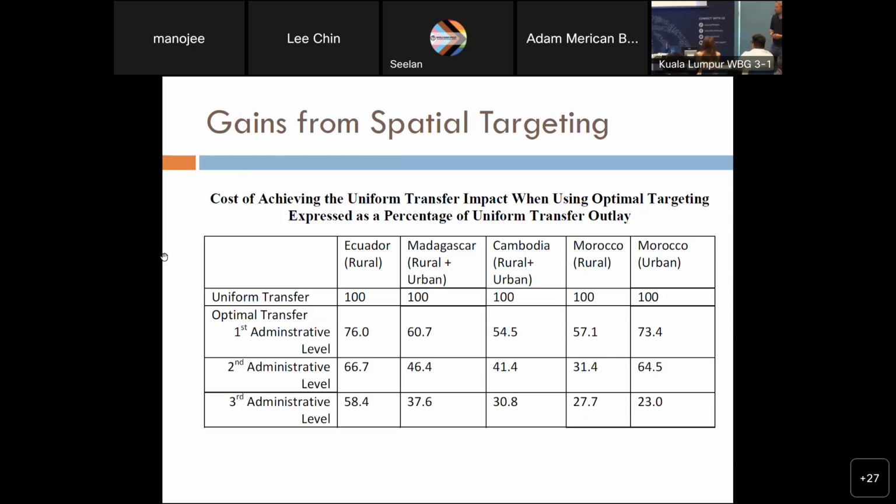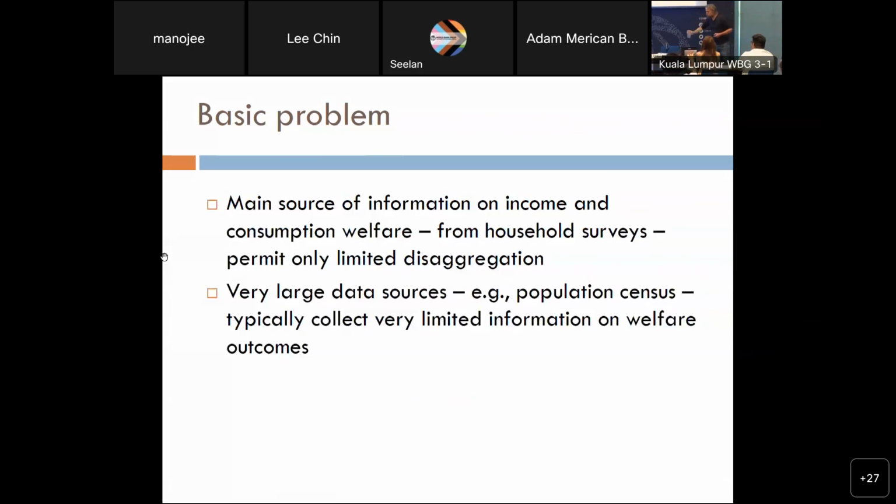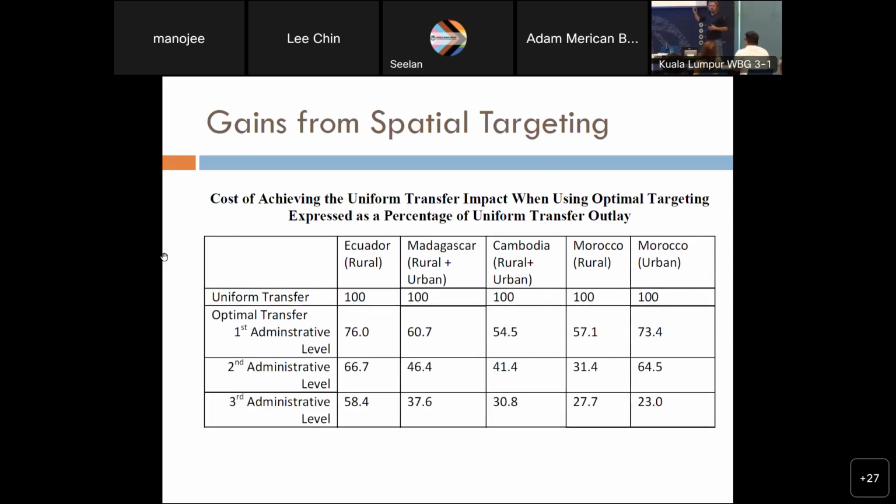Any further questions on why there is value in having? I mean, of course, the size of the gain depends upon the extent of clustering of the poor. Yeah, so that's why these numbers vary, right? So the geography of poverty is going to vary a lot, and the income distributions within are going to vary a lot. And that's why these numbers are not identical across these different countries. Exactly.